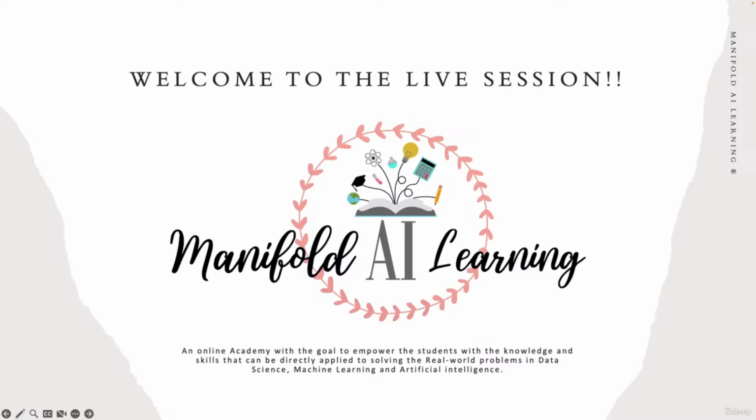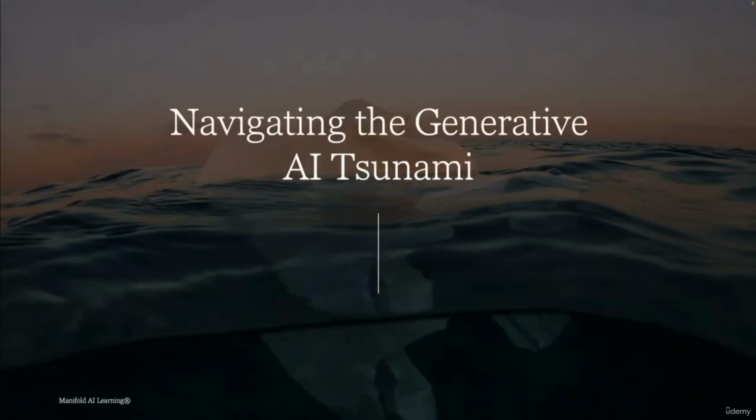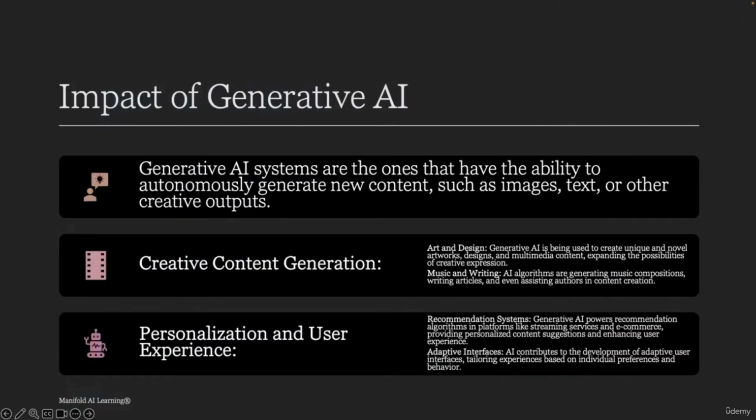Generative AI is basically models capable of generating new content based on the training data. Now, I can clearly say that there's a generative AI tsunami happening, because generative AI has impacted our day-to-day life. These are systems that can autonomously generate new content, as most of you mentioned, like images, text, and other creative output.